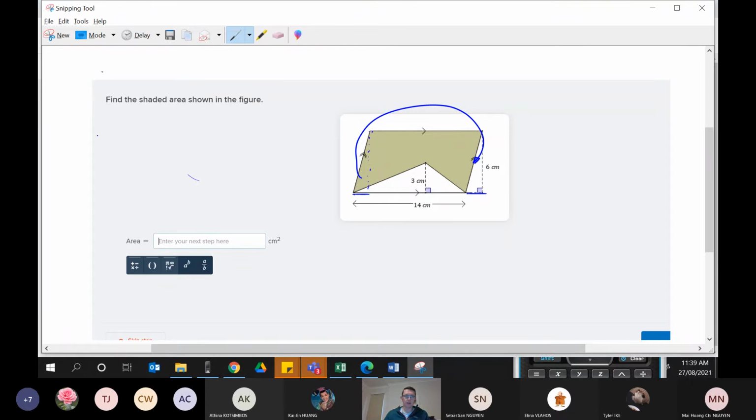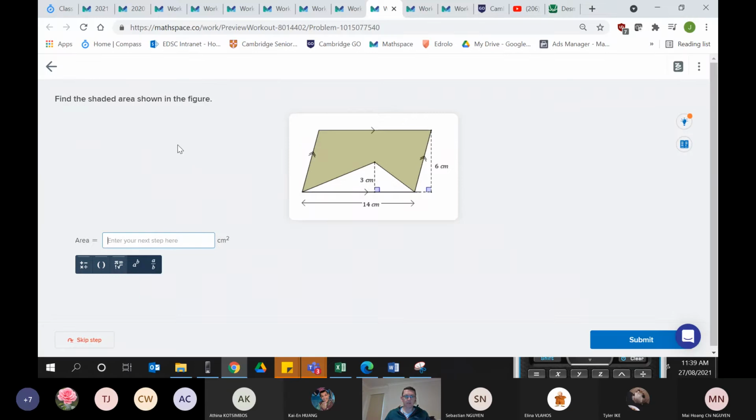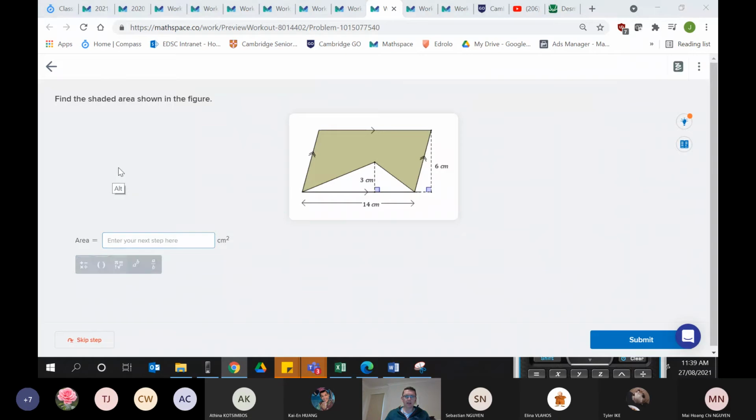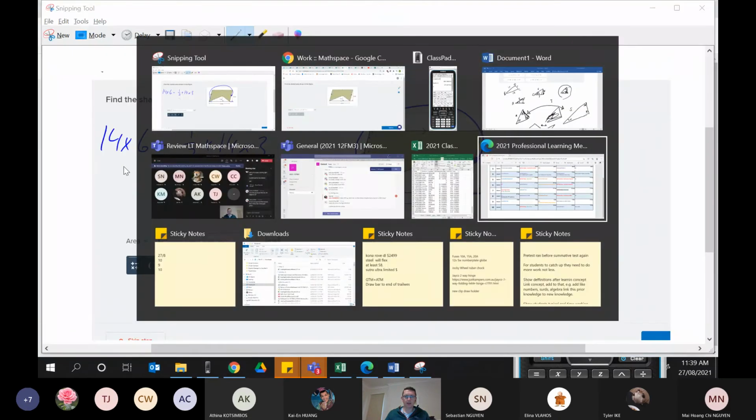So it is going to be 14 by 6 minus the triangle, which is half base times height. Half times 14 times 3. So already I'm thinking it's going to be under, you know, around 60-ish centimeters, maybe more, 70, 80. So get out my calculator.